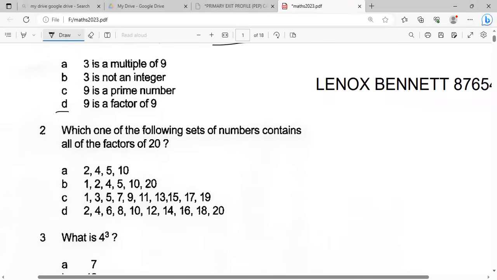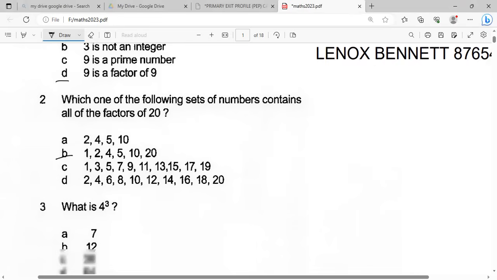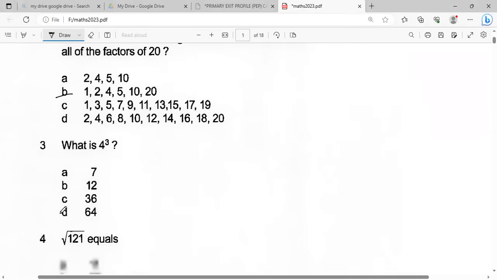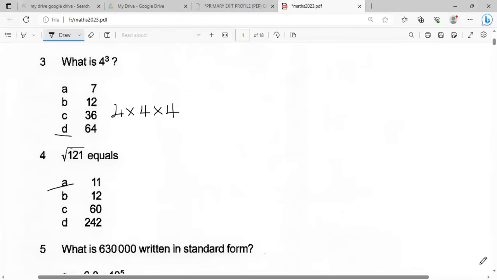All right, which of the following sets of numbers contains all the factors of 20? That was done on the earlier paper. That would be B. What is 4 to the third power? And that is 4 times 4 times 4. I think this is a repeat question. First time I'm seeing them repeat the questions. Big up for that, all right? What's the square root of 121? And that is 11. Which number can multiply by itself?